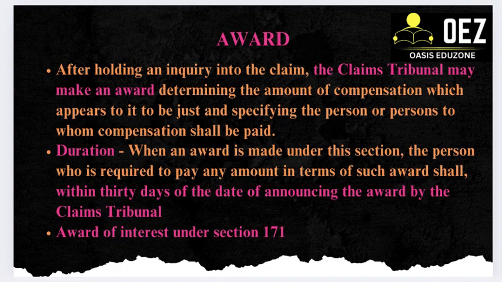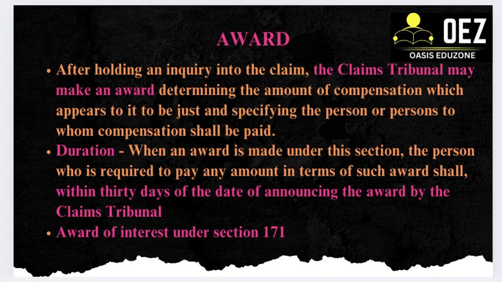So the claims tribunal will award the amount which is considered to be just, or determine the amount of compensation. Then the claims tribunal will specify the person or persons to whom compensation shall be paid, and along with it the claims tribunal will make a copy of the award and provide the copy to both the parties.